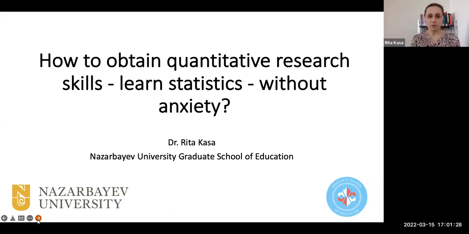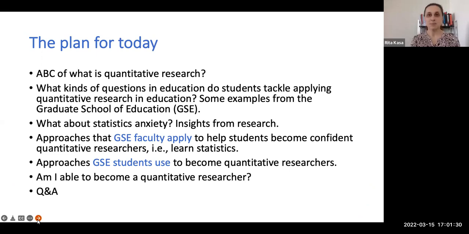The plan for today is as follows. Since I am expecting that the audience might be quite broad, I would like to start with the basics, the ABC of what is quantitative research. Then I would like to tell you a little more about what kinds of questions in education students tackle applying quantitative research, and provide some examples from the work of Graduate School of Education students' theses.